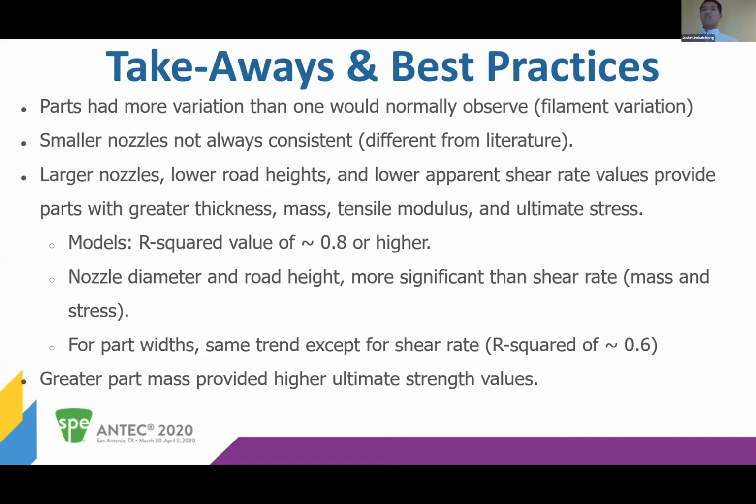Our trends typically showed that larger nozzles, lower road heights, and lower apparent shear rates give you greater thickness, mass, tensile modulus, and tensile strength. Furthermore, these models were validated with our R-squared regression values, or coefficients of determination, which were around 0.8 or higher. However, we might need more data on this, and we could have compared different things as well later on.